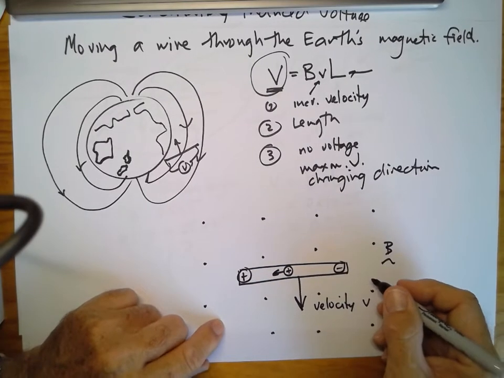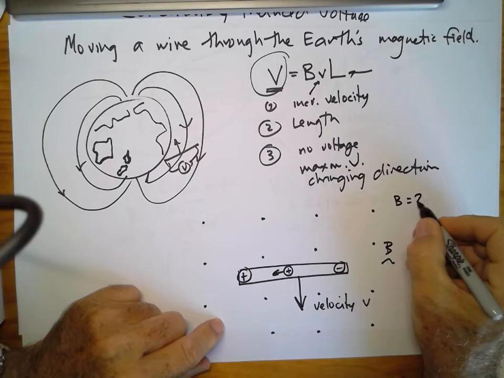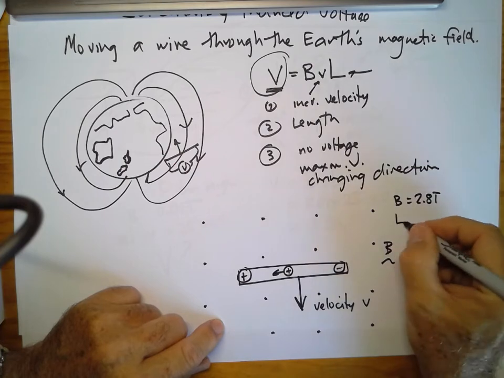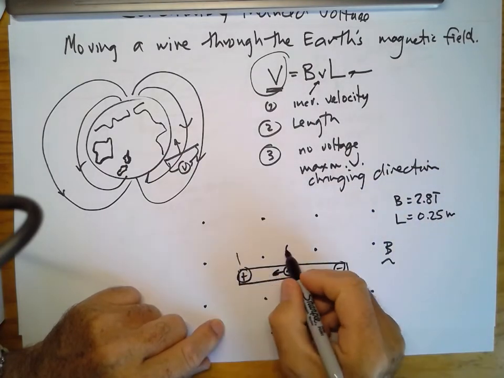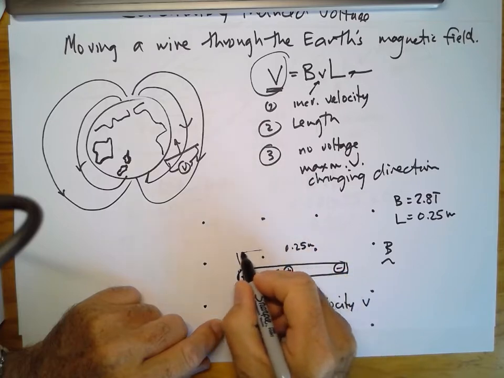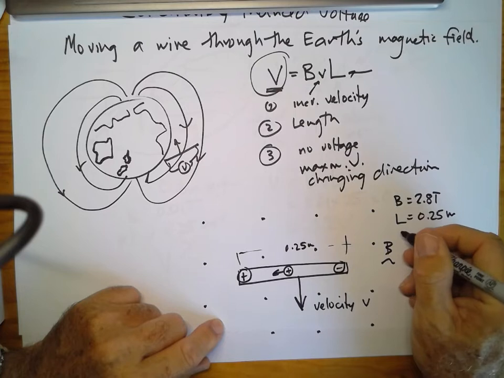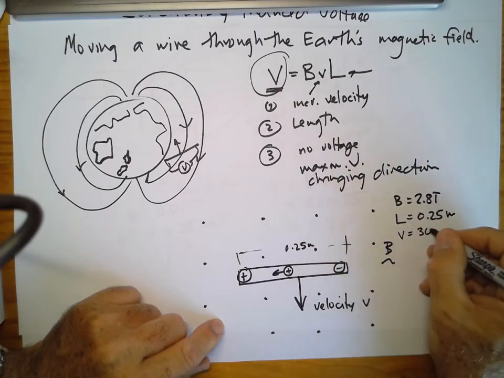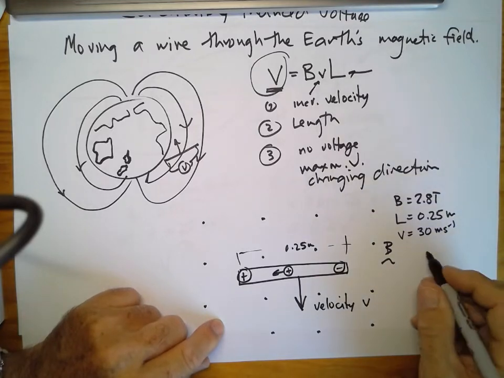The question then is, if the magnetic field strength is equal to 2.8 Tesla, again a very large magnetic field strength, and the length of the rod is 0.25 meters, from here to here, and the velocity of the rod, we're going to go for 30 meters per second. What's the size of the induced voltage?